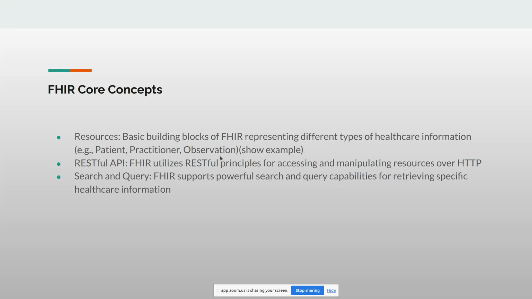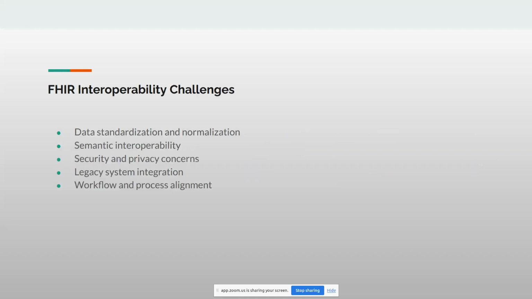So these are the basic building blocks of FHIR, and they provide RESTful APIs, so we can use the REST principles to access this data over an HTTPS network, and it also supports multiple kinds of searching and querying capabilities so that if we need a specific kind of information we can get it through this protocol.